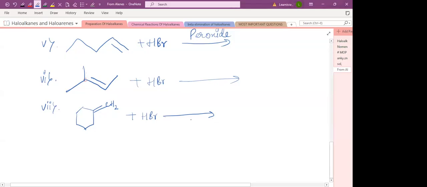I will give you some homework based on this also. And again for this one, you can see over here, this carbon-carbon double bond, right? So here the peroxide is absent. So this bromine will attach to that carbon which has the greater number of hydrogen, right? So this will be your final product. Yeah, so CH2, and this is your bromine over here.